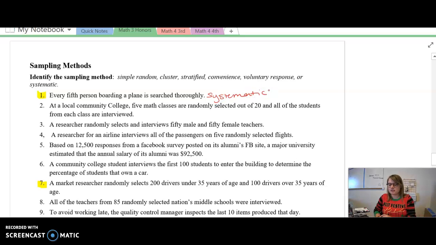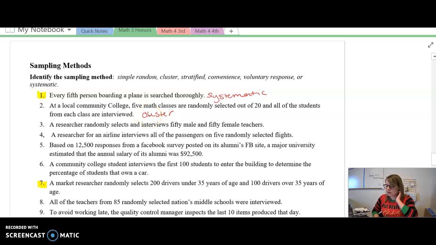Okay, alright, so then at a local community college, 5 math classes are randomly selected out of 20, and all of the students from each class are interviewed. So this is a cluster because it's divided into heterogeneous groups, and all individuals in this selected cluster are included in the sample. So our 5 math classes, and they're all being interviewed. So those 5. So this is a cluster.